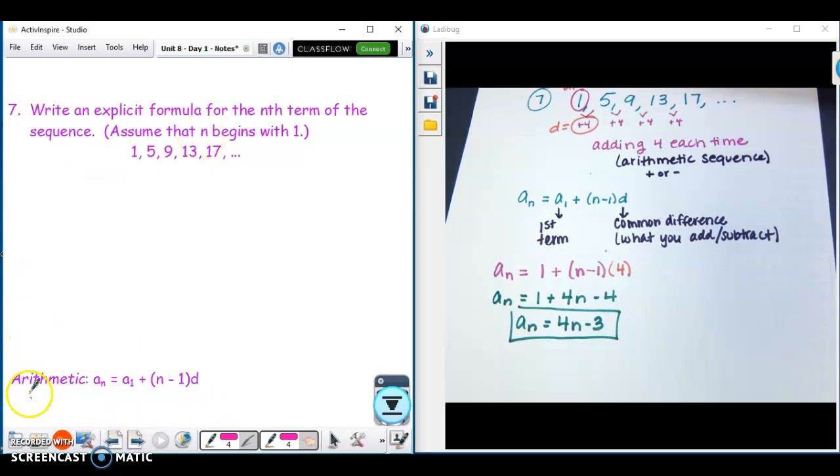Now I know this is at the bottom here, but I wanted you to be able to see, if you were given that formula sheet, where you would have gotten that from. So that is how, if they give you a sequence and they ask you to write an explicit formula, you can use your formula sheet.